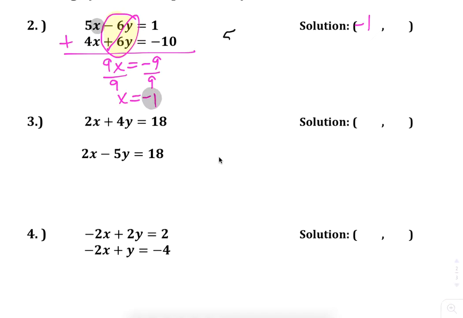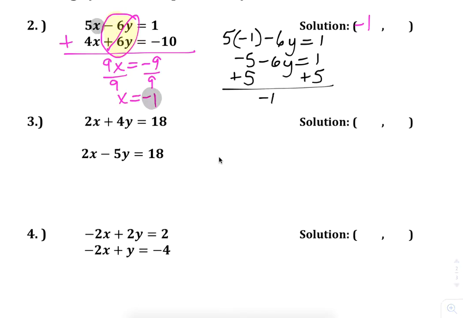All right, so 5 times a negative 1. I'm putting it in for x this time. Minus 6y equals 1, okay? So first thing I need to multiply, that makes negative 5. Then I can cancel that loner off, so I'm adding 5. Negative 6y equals 6. Divide out the negative 6. Shrink that just a little bit.